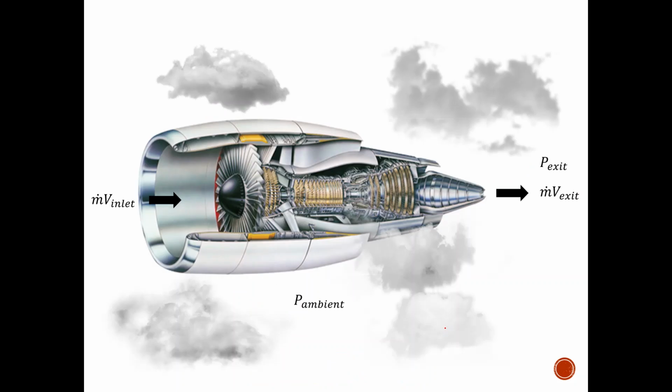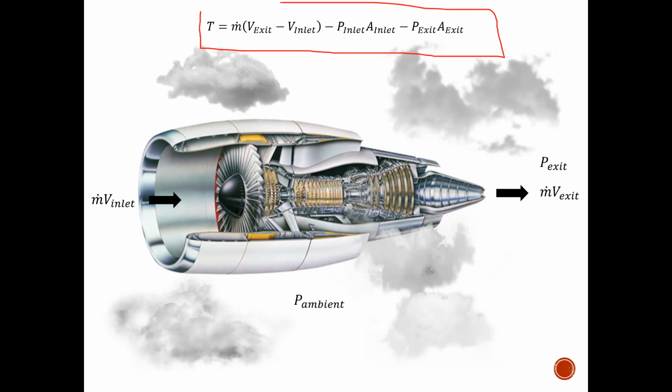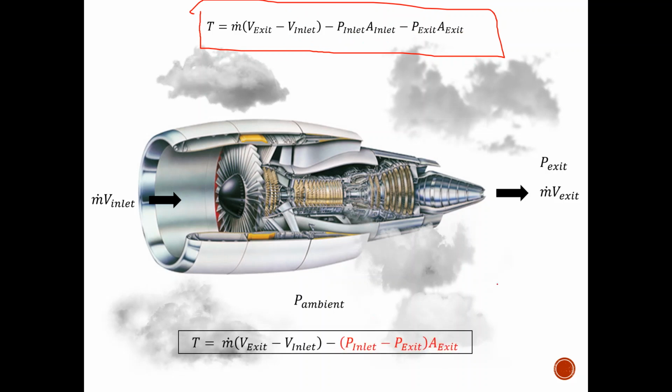Now, let's look at the context of an actual engine. This is the equation that we just derived: thrust equals mass flow rate in times velocity exiting the engine minus velocity coming into the engine, minus P inlet times A inlet minus P exit times A exit, right? But we can combine the exit area and pressures in this way. Again, there's a reason, okay?